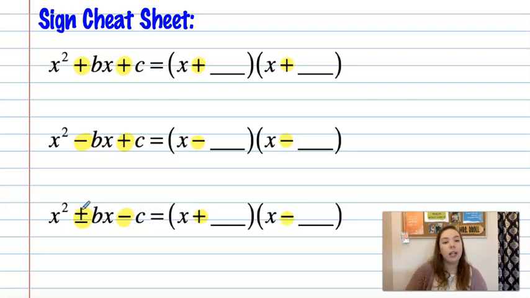If this middle sign is positive, then the larger number is positive. If the middle sign is minus, then the larger number is negative. But this is kind of your sign cheat sheet for when you're factoring. But you're really just asking yourself, what multiplies to my last term and adds to my middle term today?